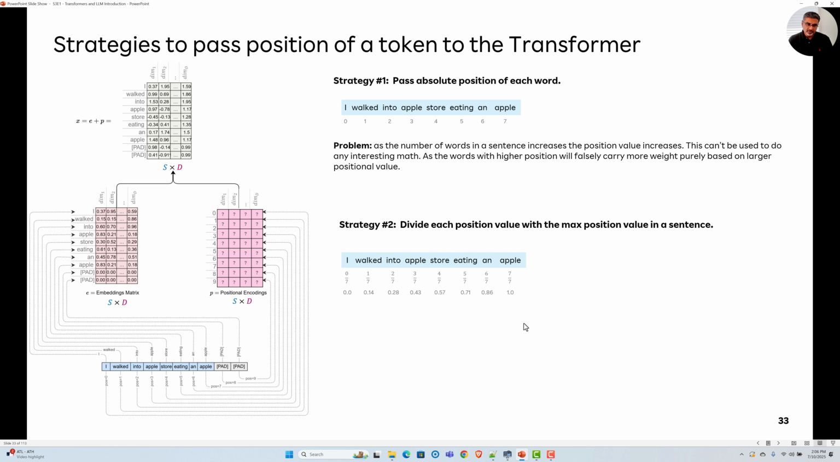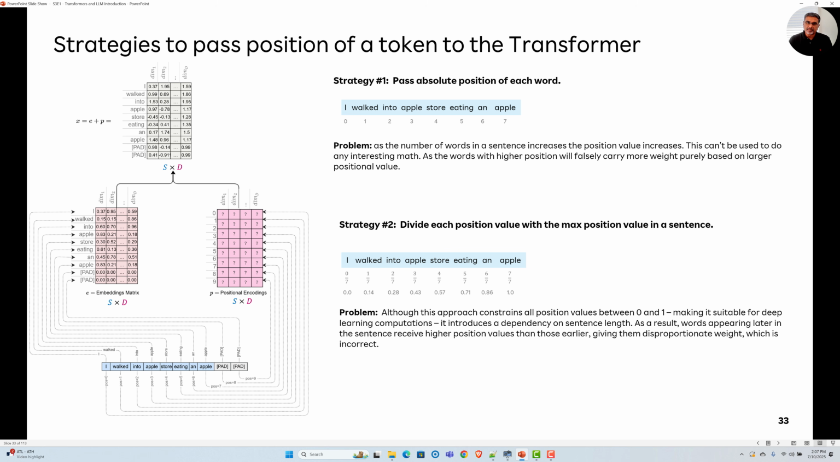What do we do? Okay, how about we do this? Why don't we divide the absolute position number by the maximum sequence size? So I take the absolute position, which is 0, 1, 2, 3, and divide it by the total number of tokens in that sentence. So I'll get smaller numbers, but it still doesn't solve that problem, because the words that appear towards the end will still have a bigger number. Yes, they are smaller in magnitude, but they're still bigger, relatively speaking, than the words that appear at the beginning. So this is also not going to work.